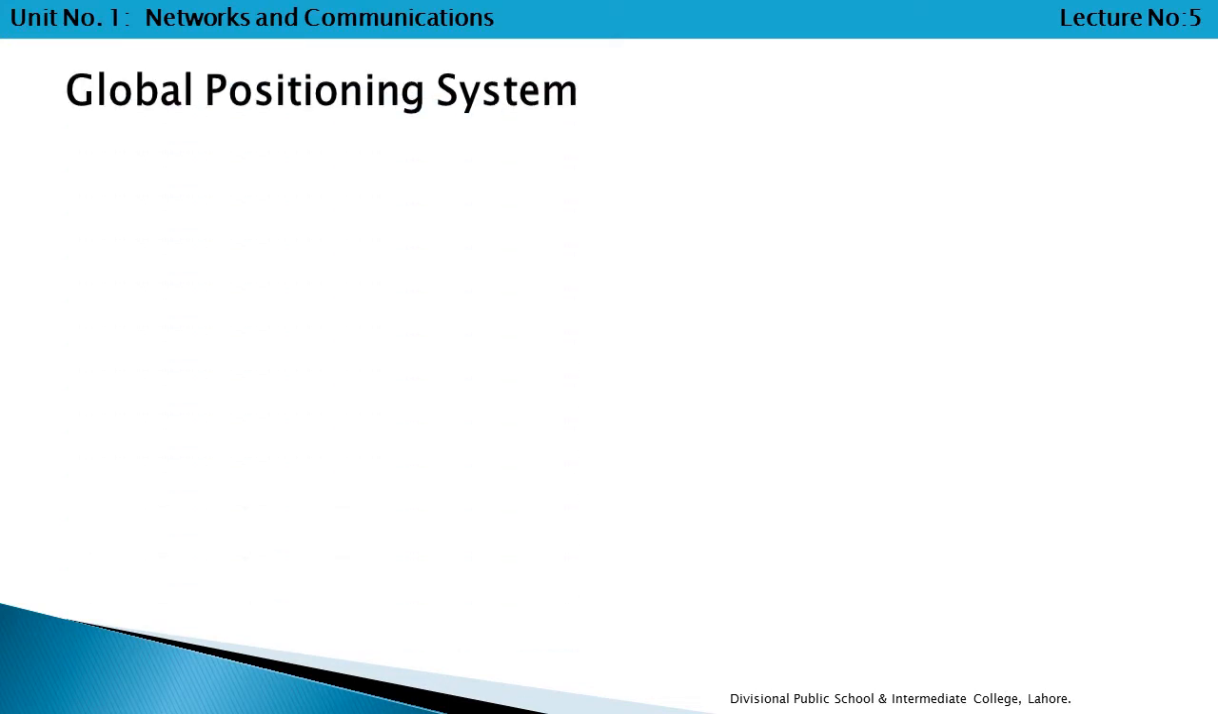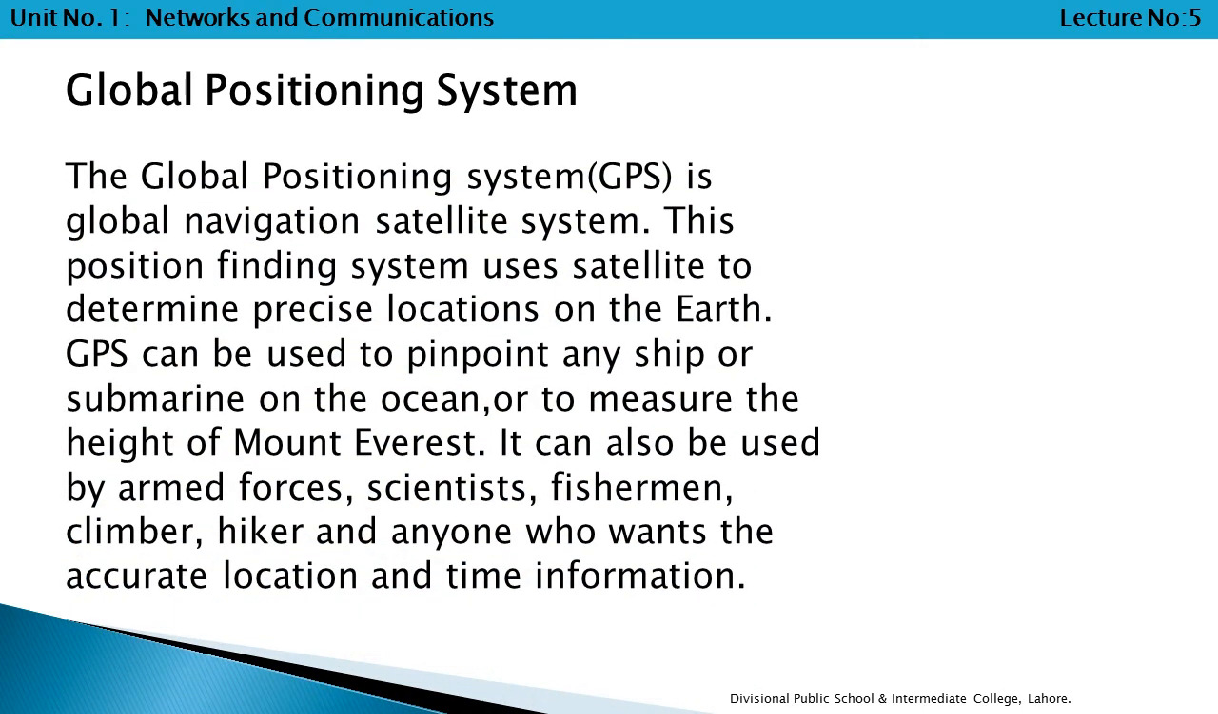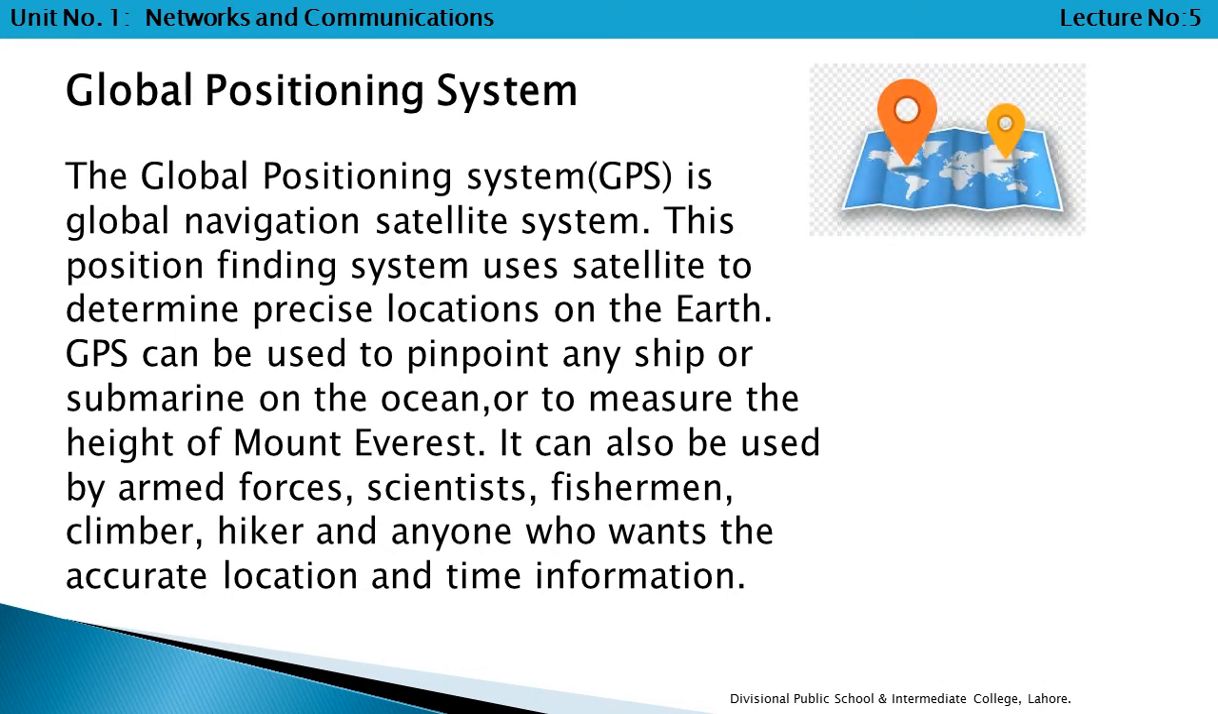Global Positioning System. It is also called GPS. The Global Positioning System is a Global Navigation Satellite System. Students, as you know, GPS is everywhere. You can find a GPS system in your car, your smartphone, and in your watches. GPS helps you get where you are going, from point A to point B.